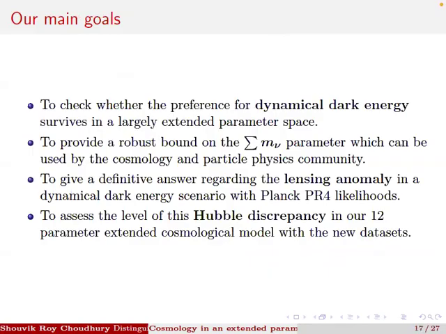So our main goals are to check the preference for dynamical dark energy. If the preference for dynamical dark energy survives in a largely extended parameter space, we want to provide a robust bound on the sum of neutrino masses. We want to give a definitive answer regarding the lensing anomaly in a dynamical dark energy scenario with the new Planck likelihoods. And we also want to assess the level of Hubble tension in this 12 parameter model.